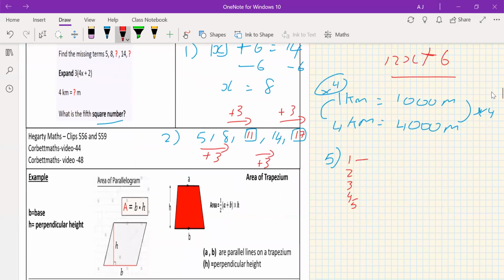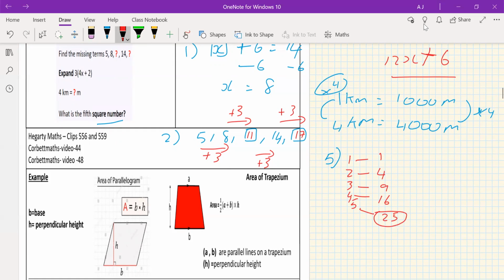The first number is 1 multiplied by itself. 1 times 1 is 1. Second, 2 multiplied by itself. 2 times 2 is 4. That's the second square number. 3 multiplied by itself is 9. The fourth number is 4, multiplied by itself is 16. The fifth number is 5, multiplied by itself, 25. The 5th square number is 25.